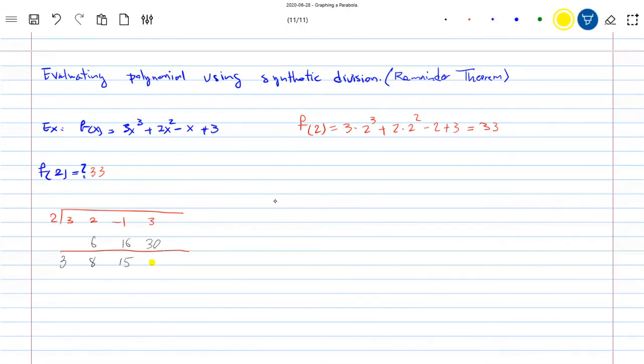Sorry about that. 33 is the remainder. I wanted to highlight it, but for some reason I deleted it. Okay, so this 33 is exactly the same as what we got here, and it's all because of that factor form.